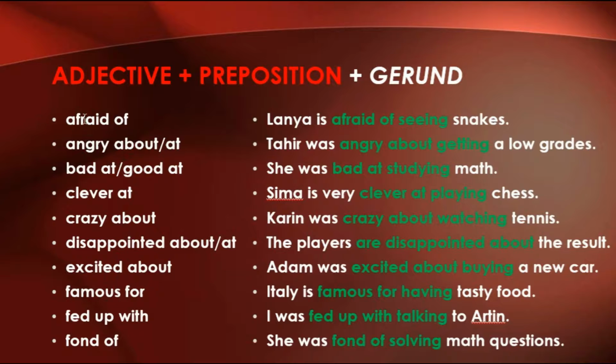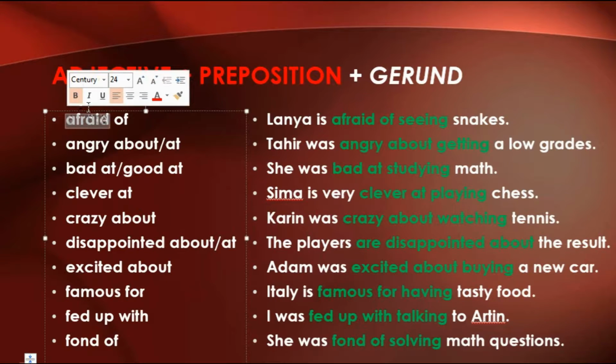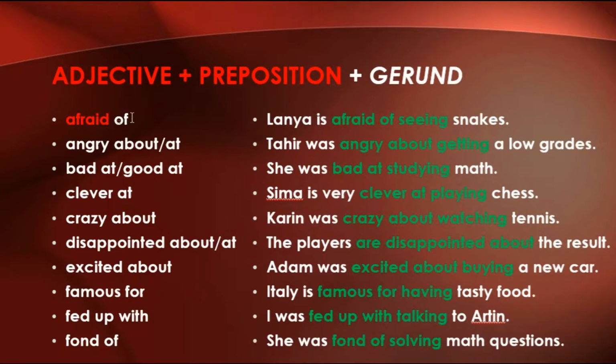All right. So the first one is afraid. It's an adjective, and it has the preposition of after it. So they are a combination, right? I'm afraid of something. You are afraid of something. They are afraid of something. They always come together. All right. This is my example. Lania is afraid of seeing snakes. So afraid is my adjective, of is my preposition, and seeing is my gerund.